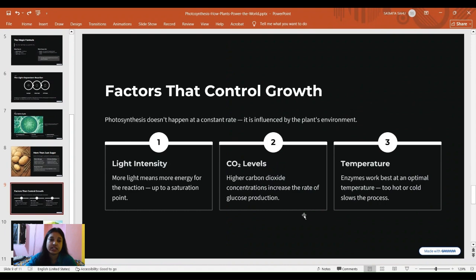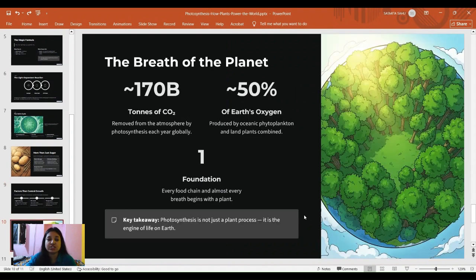So, on to the next topic, that is the breath of the planet. Every food chain and almost every breath begins with a plant. Tons of carbon dioxide are removed from the atmosphere by the process of photosynthesis each year globally. 50% of Earth's oxygen is produced by oceanic phytoplankton and land plants combined.